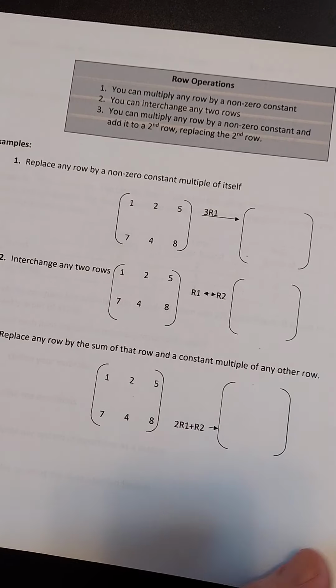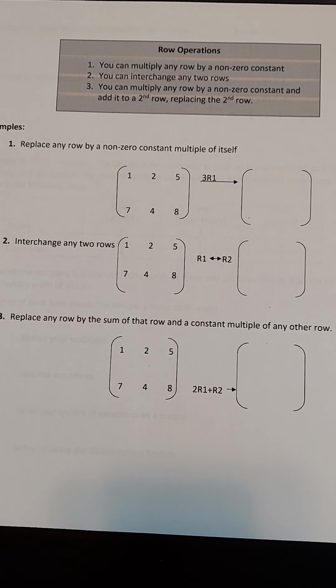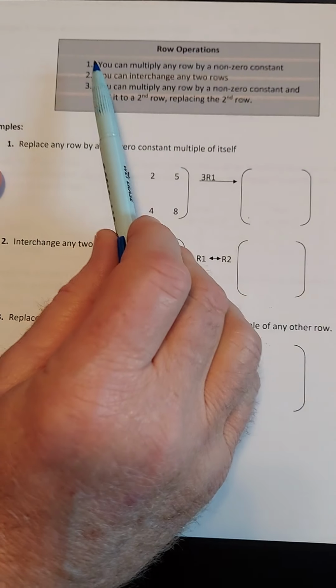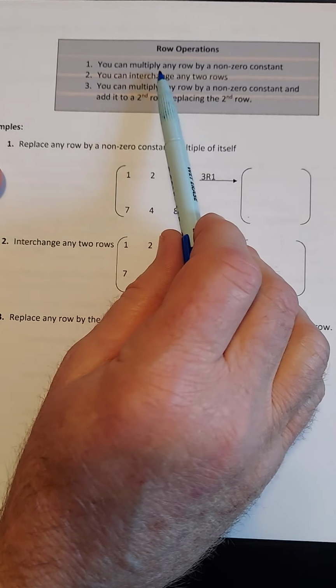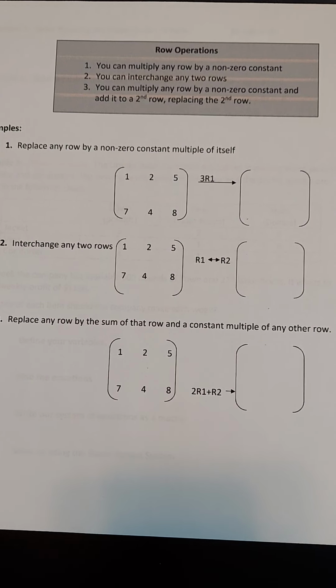Well, now we're going to talk about row operations. It's like a game, and you got to know what the rules to the game are. So it will tell you you have 3 things that you can do. First of all, you can multiply any row by a non-zero constant. Okay, so as long as it's not 0, you just multiply by some other number. That's what a constant means.